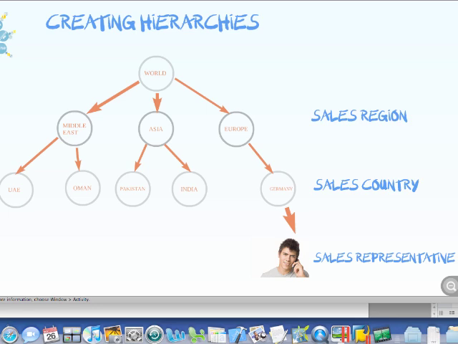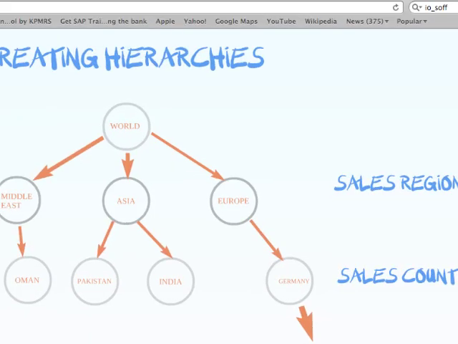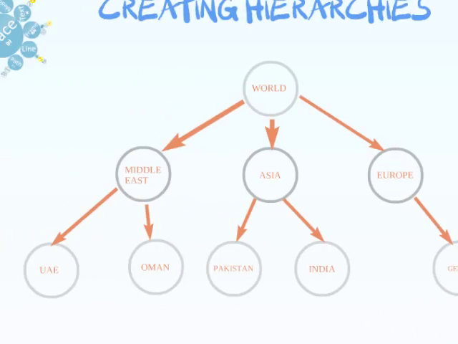So we have different hierarchy nodes. The first node is the sales region. So for example, I have put in here three regions, which are Europe, Middle East, and Asia. And under that node, each of them has different nodes as well. In this case, we also have sales country. So under the Middle East, we have the United Arab Emirates, UAE, Oman. Under Asia, we have Pakistan and India. And under Europe, we have Germany.